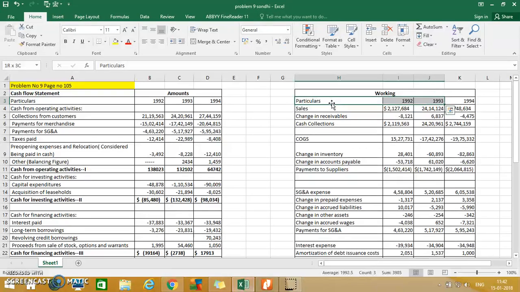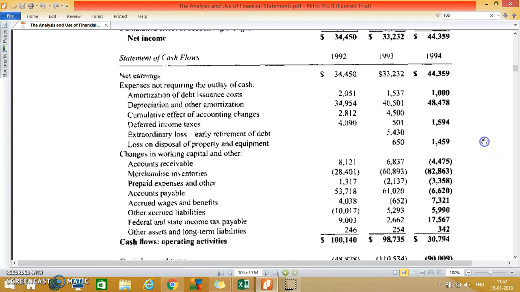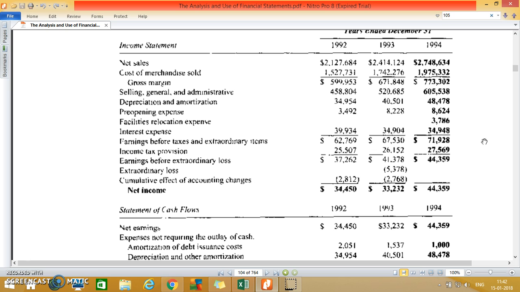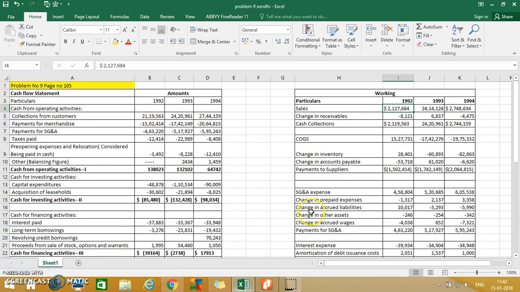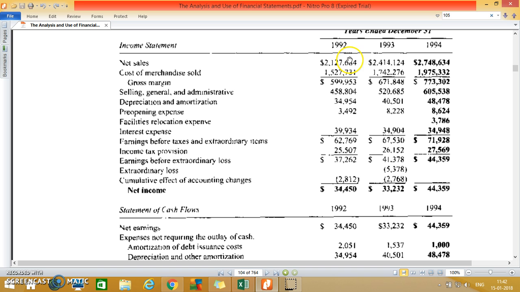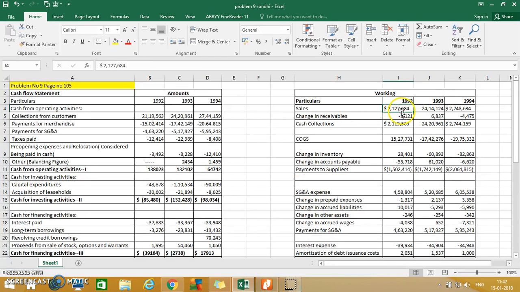So we have done a little working here so that it becomes easy for you to understand. I have collected this information from the question that has been given, and I have picked up the information for preparing the cash flow statement as per the direct method. I start with the sales of the organization to calculate the collections received. I have taken the sales for the years 92, 93, 94 and made the changes to the receivables. I find the cash collections received by the organization.